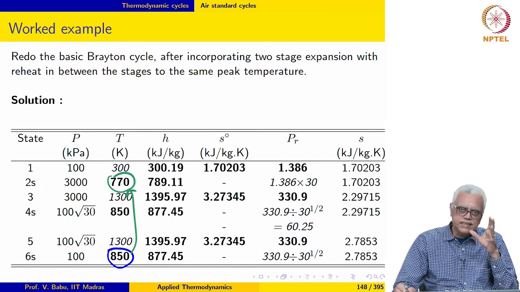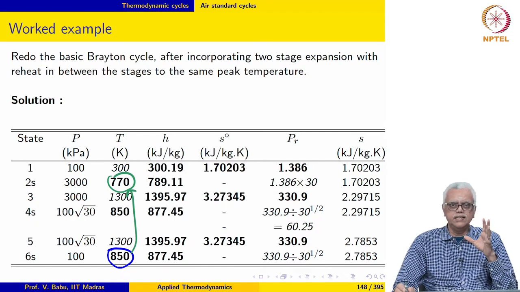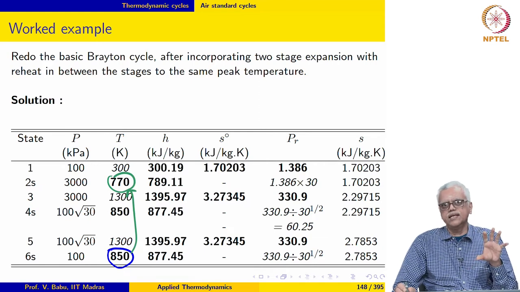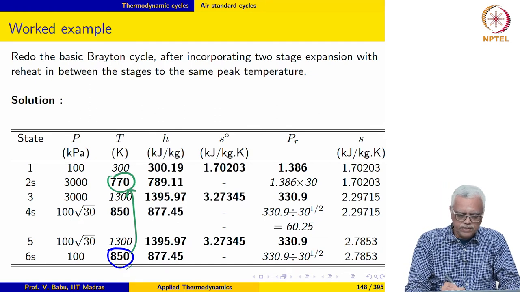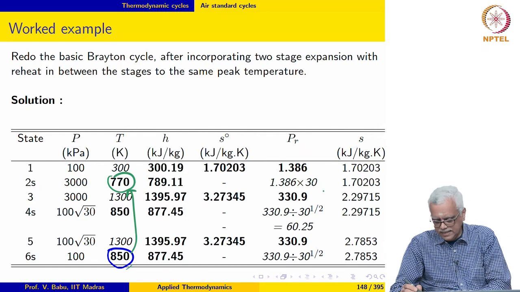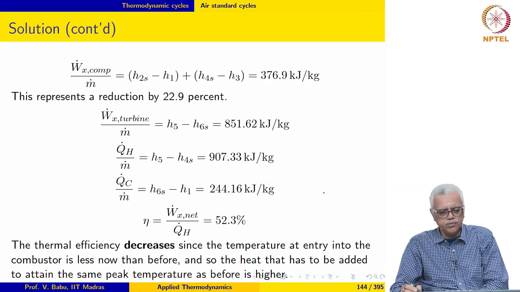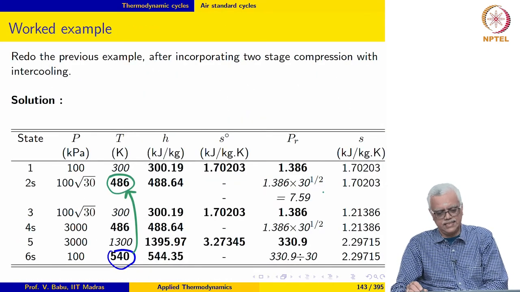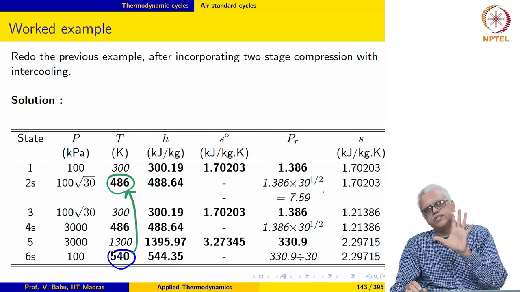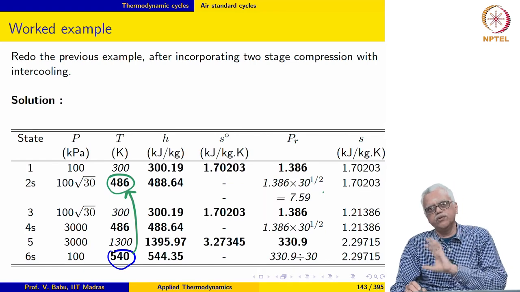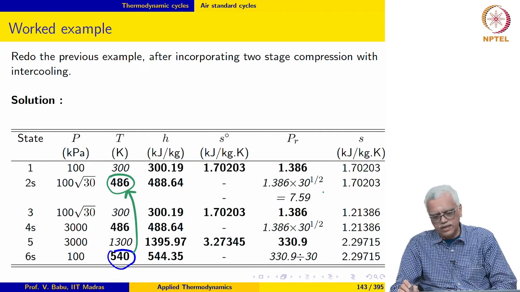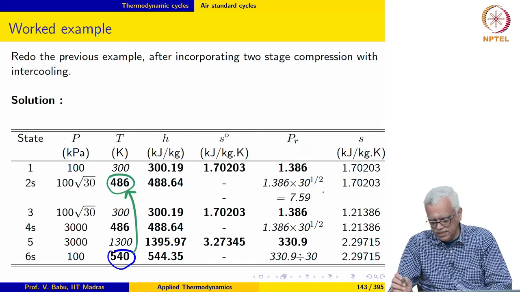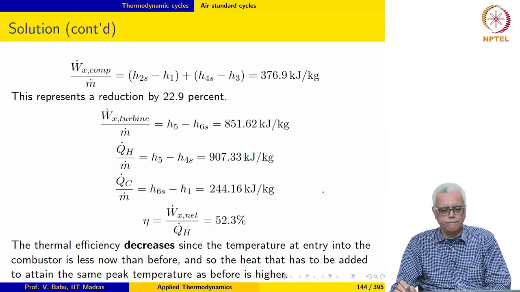However, the maximum benefit will be realized if we have a cycle which incorporates both intercooling as well as reheat, because in that case, the temperature at the end of expansion will be 850 and the temperature at the end of the compression process is going to be 486. So, this temperature difference is the maximum, and so maximum amount of heat transfer is possible from the air after expansion to the air before it enters the combustor. So, that is actually the strategy that we are going to pursue.